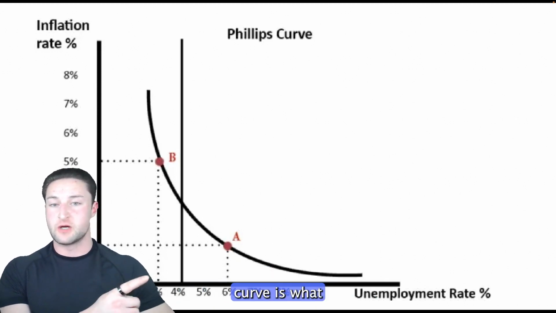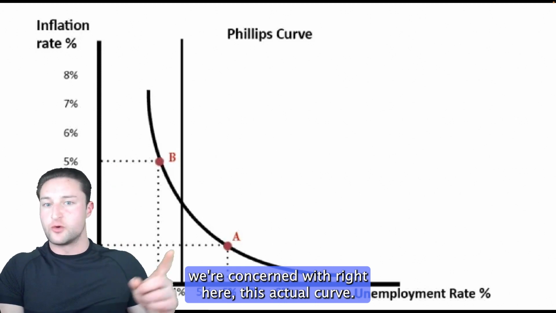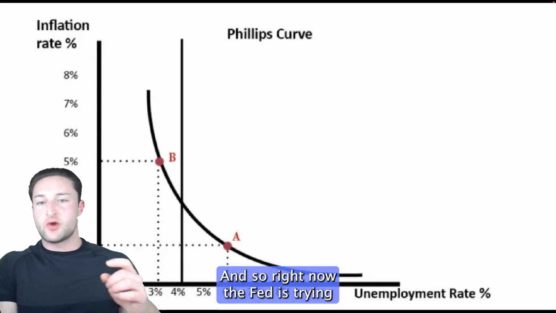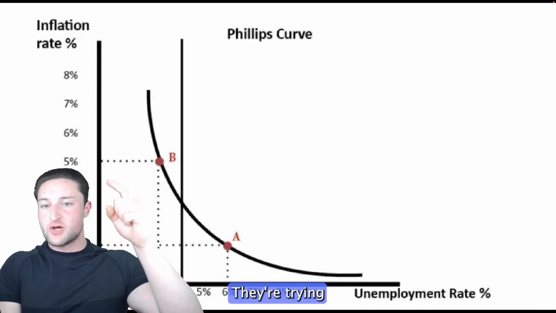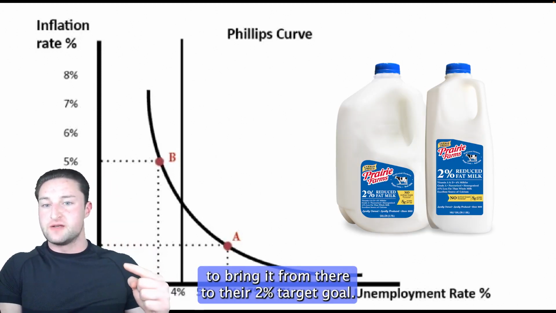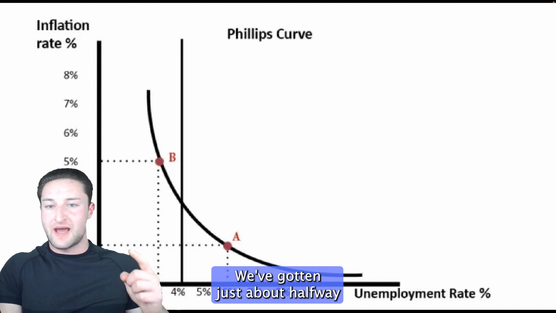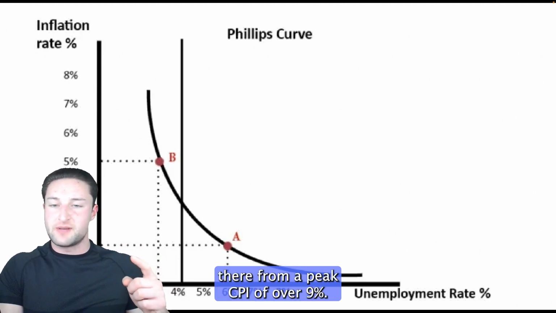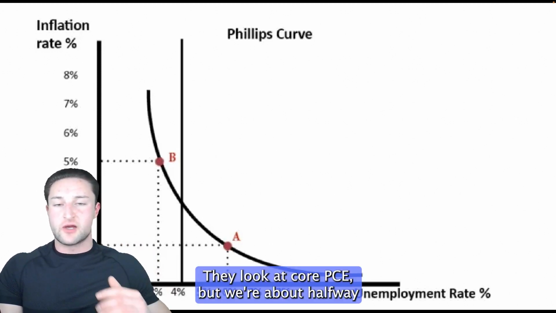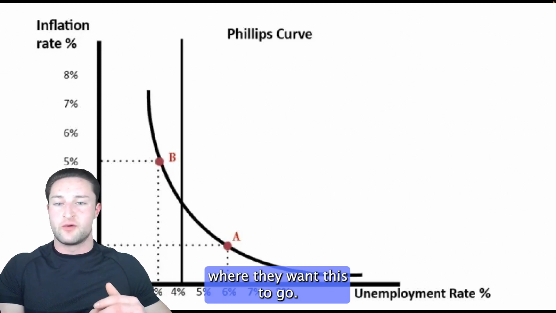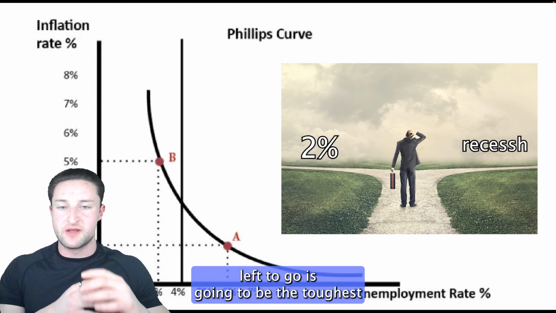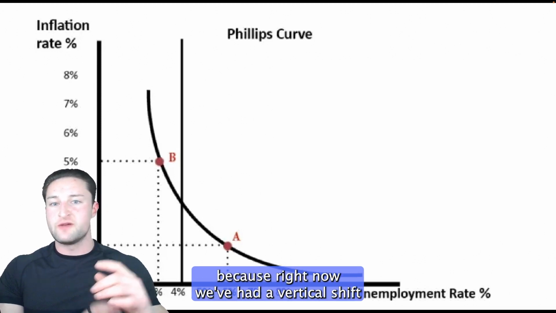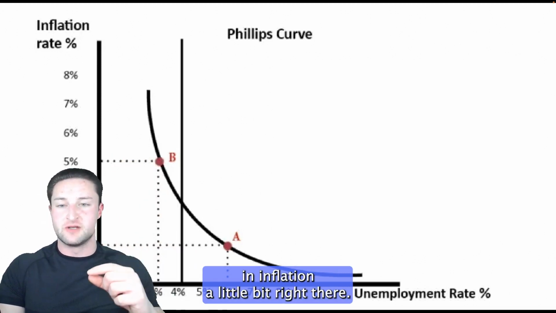The short run Phillips curve is what we're concerned with right here, this actual curve. And so right now, the Fed is trying to bring inflation from right around 5%, 4.5%. They're trying to bring it from there to their 2% target goal. We've gotten just about halfway there from a peak CPI of over 9%. They look at core PCE, but we're about halfway where they want this to go. The rest of the journey left to go is going to be the toughest because right now we've had a vertical shift in inflation a little bit, right?